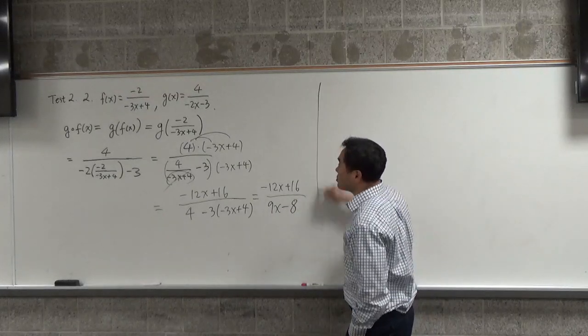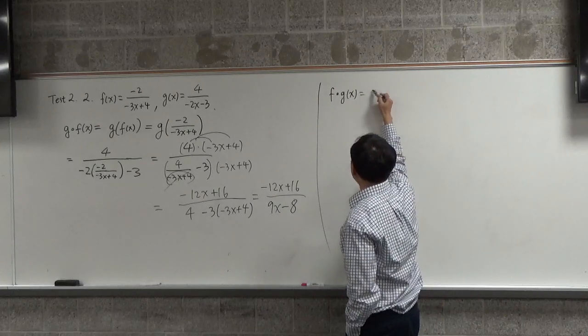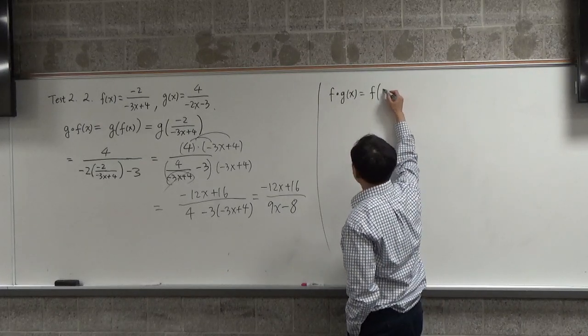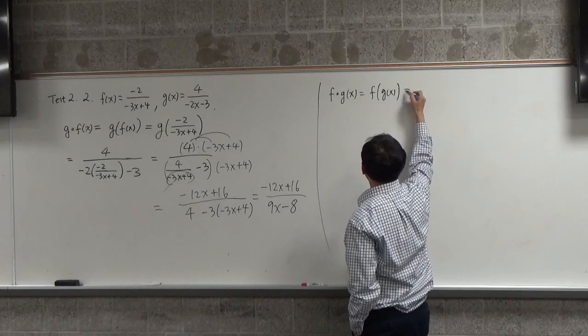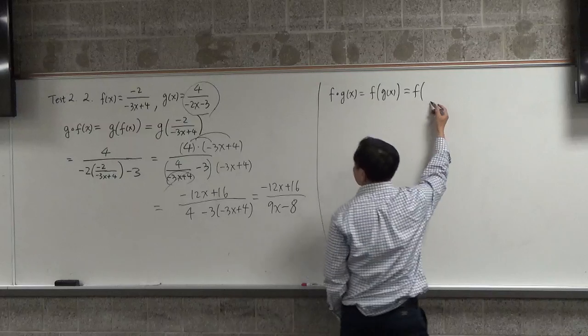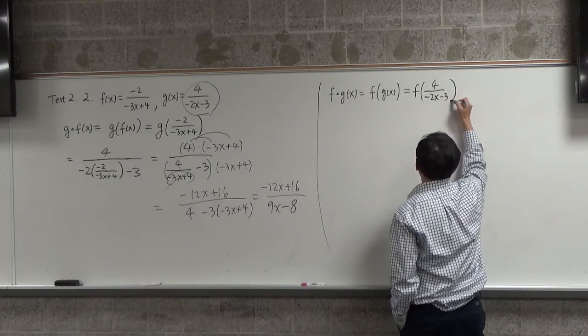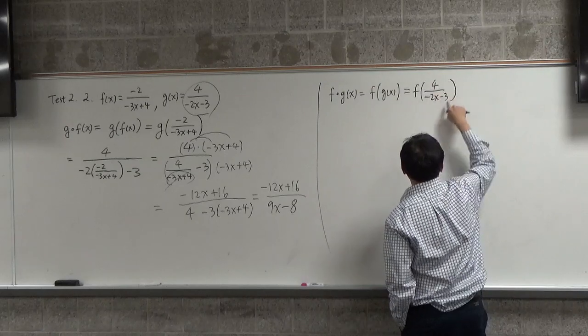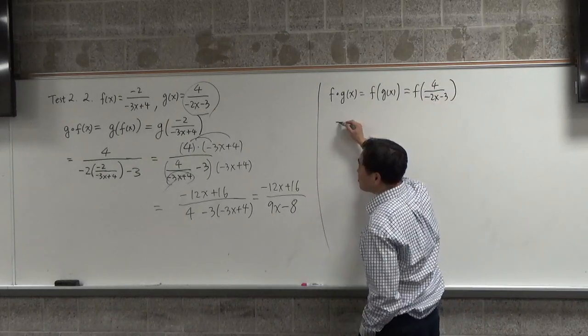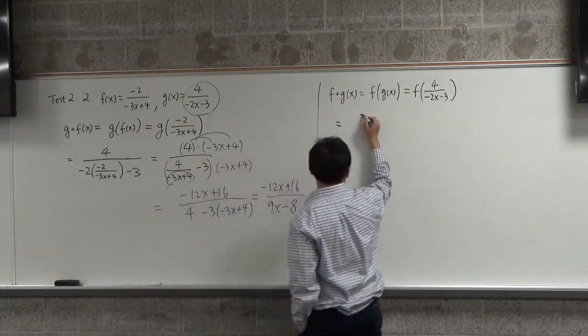Let's do the same thing for f of g. That's the next question. It's f of g of x. And now that g of x is this thing, that goes into this f. 4 over negative 2x minus 3. How do you plug in such a complicated thing into f? Well, you do the two-step procedure, which is to copy down the definition of f.